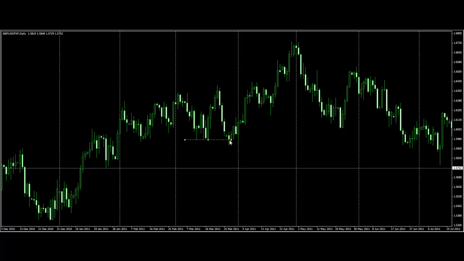Here's a 20 period low when price broke below it. False break below it, shoots back up. Here's a 20 period high. Price breaks above it just a little bit. False break. Short it.